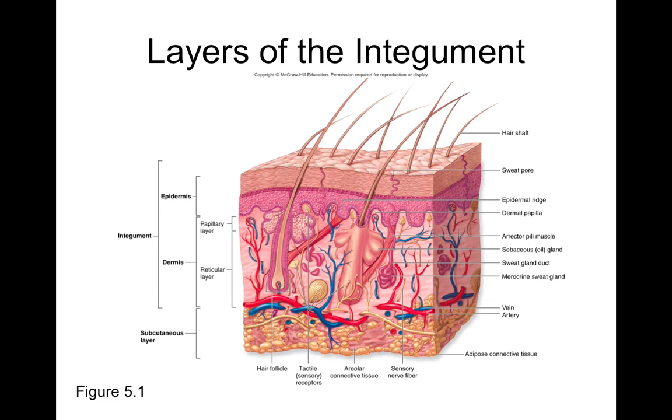This is showing that cube of skin. You guys, guess what? This looks just like that model we saw in lab, right? So let's go through these layers then. So we have the most superficial layer, which is the epidermis. Good, right? So all this is epidermis. What's epidermis made of?